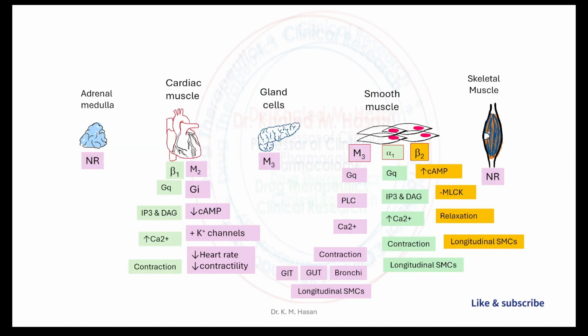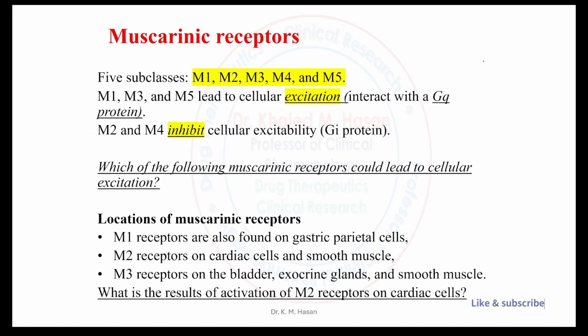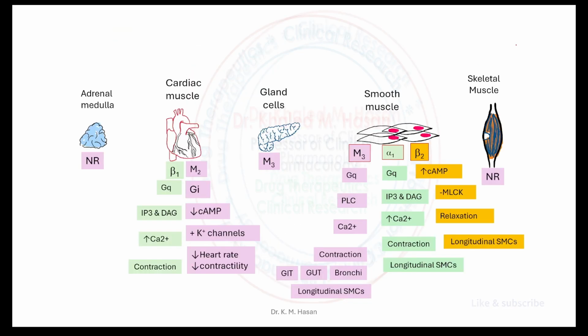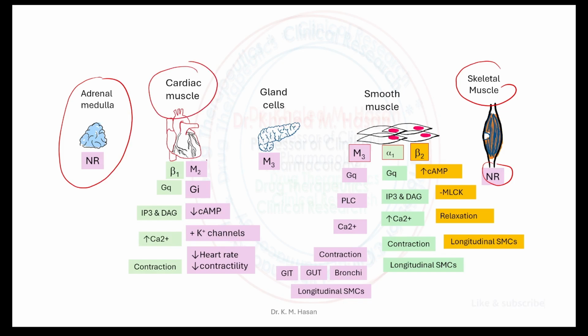Okay, this slide presents the distribution of cholinergic receptors. In the skeletal muscle, we have nicotinic receptor. In the adrenal gland, we have nicotinic receptor. Speaking about the cardiac muscle and the heart, we have M2 receptor, and we know that M2 receptor leads to activation of Gi protein, decreased cyclic AMP, and decreased heart rate and contractility.